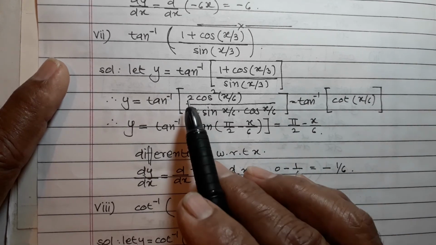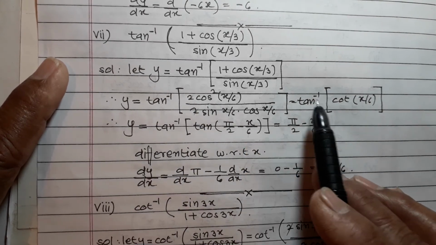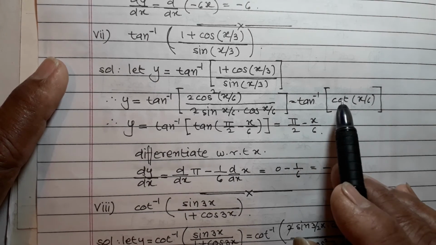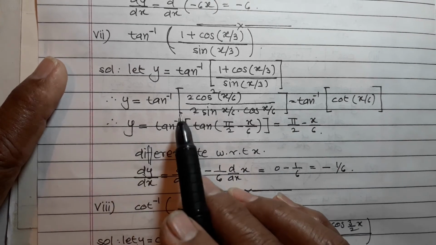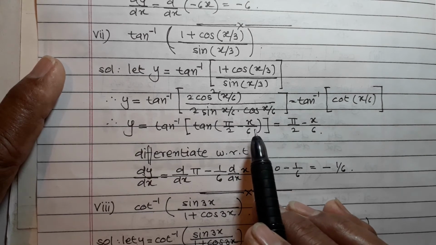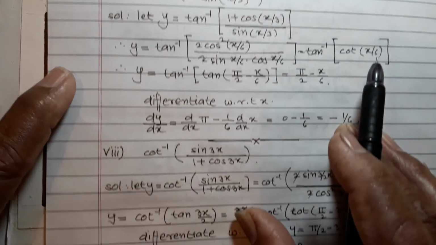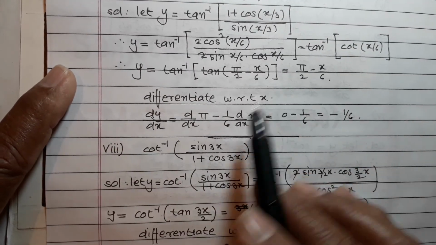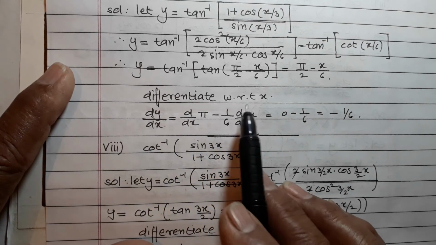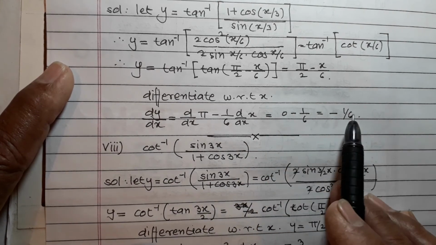and the denominator is equal to 2 sin x upon 6 into cos x upon 6. So therefore this 2 and this 2 get cancelled, one cos is cancelled, and it is equal to tan inverse cot x upon 6. Then this cot you convert. So y is equal to tan inverse tan (pi by 2 minus x upon 6), which is equal to pi by 2 minus x upon 6. And now you differentiate this with respect to x. dy/dx is equal to d/dx of pi by 2 minus 1 upon 6 d/dx of x, so it is equal to 0 minus 1 upon 6. Okay.